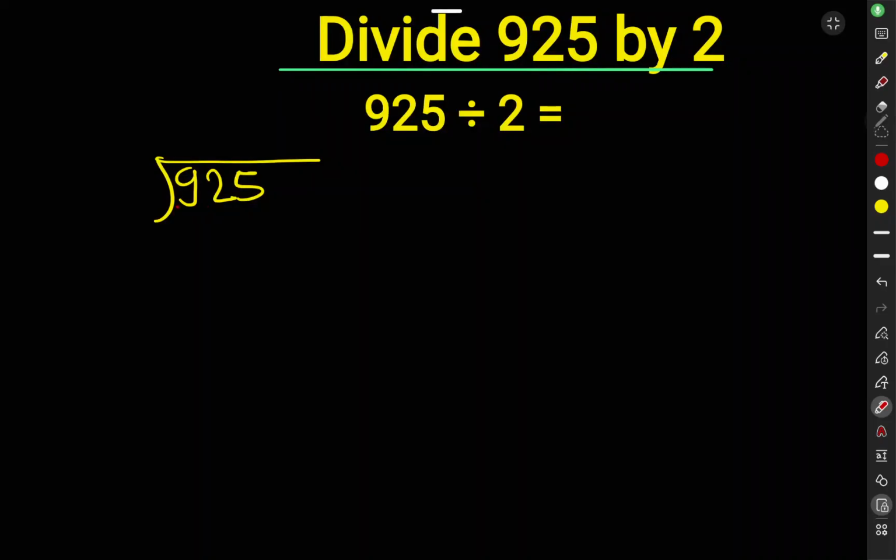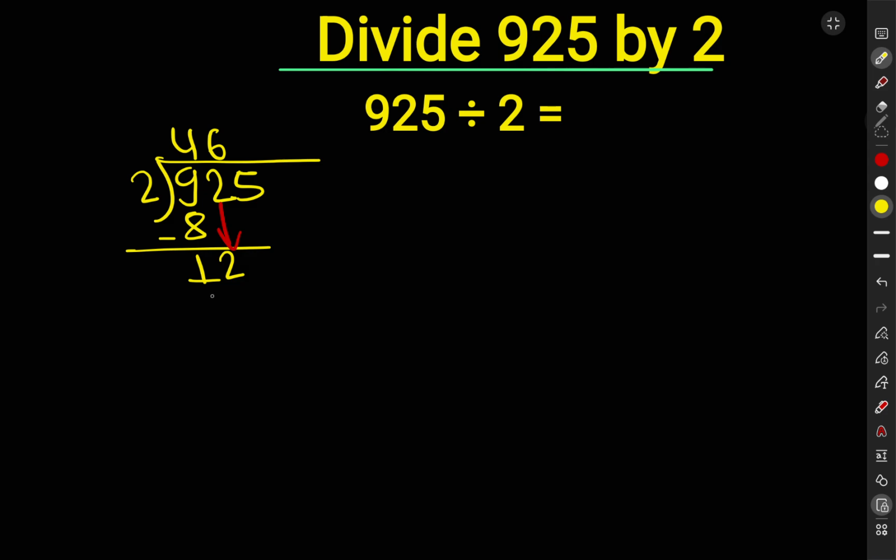We divide 925 by 2 in a long division method. So 2 times 4 is 8. On subtracting we get 1. So now we put down this 2 and it is 12.